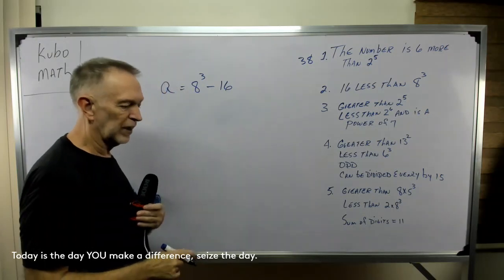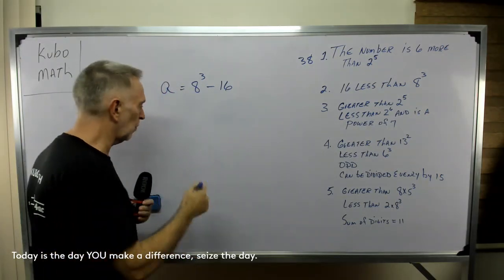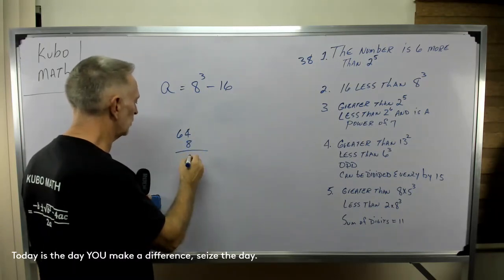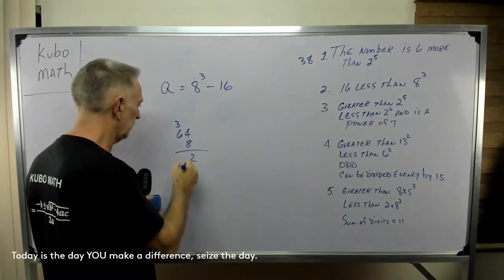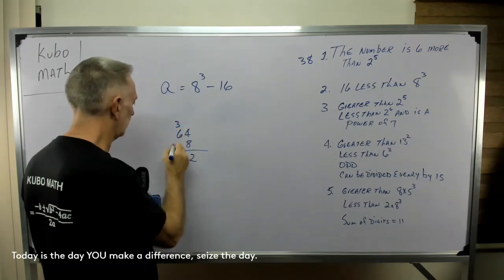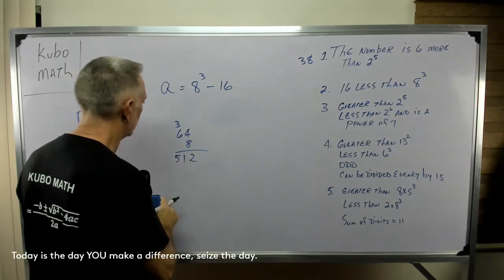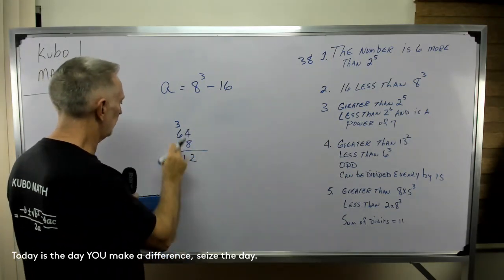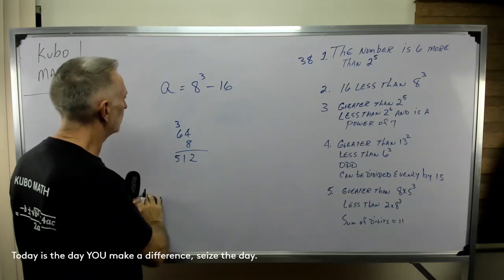I don't know offhand. 8 times 8 is 64. 64 times 8. 8 times 4 is 32. Carry the 3. 8 times 6 is 48, 49, 50, 51. 8 times 4, 32. 8 is 48, 49, 50, 51. So 512.